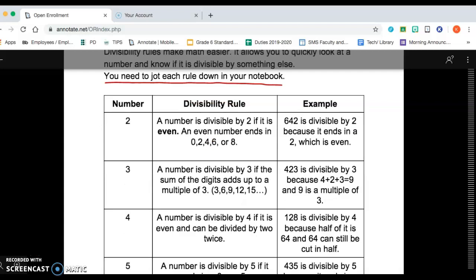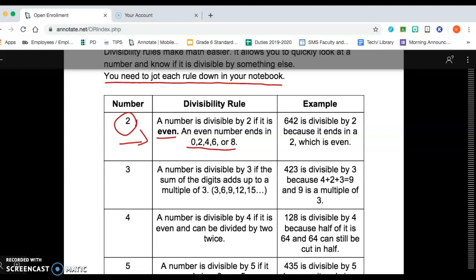So, number 2. A number is divisible by 2 if it is even. So that means, remember, even numbers end in 0, 2, 4, 6, or 8. So if a number ends in 0, 2, 4, 6, or 8, then it's even, and that means it's divisible by 2. So you need to copy down the number 2, and you need to write what's in this box right here.